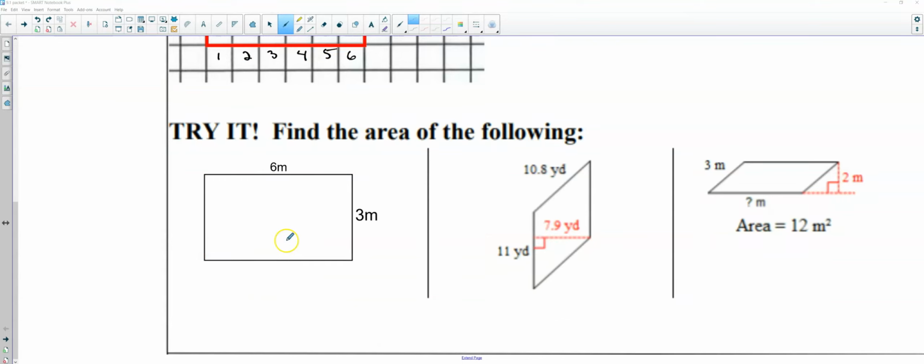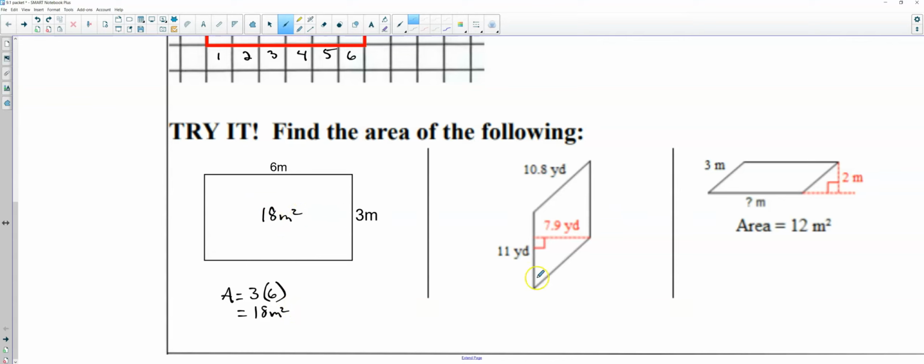Now let's take a look at some examples, okay? If you were to find the area of this rectangle, you just multiply the width times the length, right? Which is 3 times 6. And the area would be 3 times 6, which is 18. And the units in this case are meters, so it's square meters. So the area of this rectangle is 18 square meters. See how simple this is?